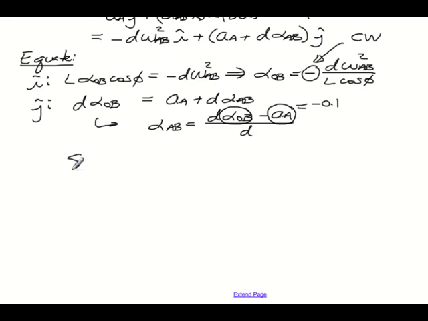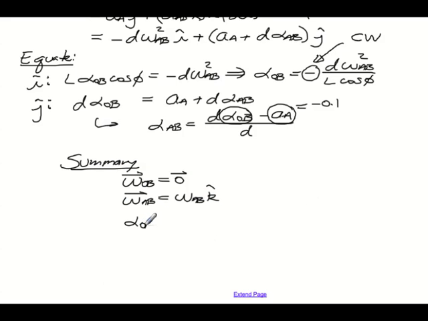So in the end, in summary, we have omega OB we saw was a 0. Omega AB was the number that we had in the K. Alpha OB is that number we found above in the K. And alpha AB is alpha AB K.